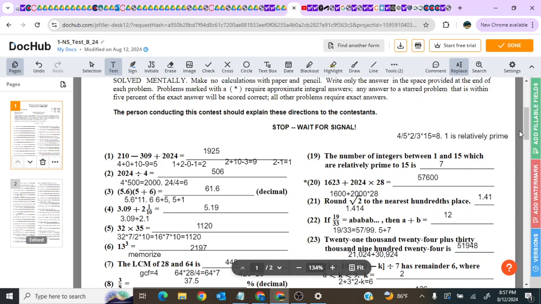Okay, 210 minus 309 plus 2024. The best way to solve this is to add everything one digit at a time. So 4 plus 0 minus 9, you have to add an extra 10 to make that not be a negative number, and if you do that, you get 5. Then you added 10 to your ones place. You need to subtract 1 from your tens place to counteract that. So 1 plus 2 minus this 0 and minus the 1 you used in the ones place gets you 2.